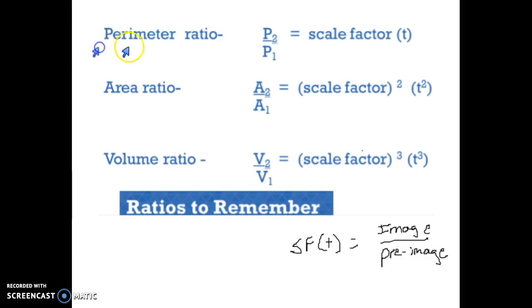So for instance, for a perimeter ratio, that's when you add the sides of a figure. So for the perimeter ratio, you can simply multiply by the scale factor. An area ratio, if we think about a rectangle, length times the width, if that was in inches, it would be inches squared. And so our ratio for area is going to be the scale factor squared. With volume, if we think about the volume of a prism, length times width times height, that's going to be inches cubed. And so our volume ratio is going to be the scale factor cubed.